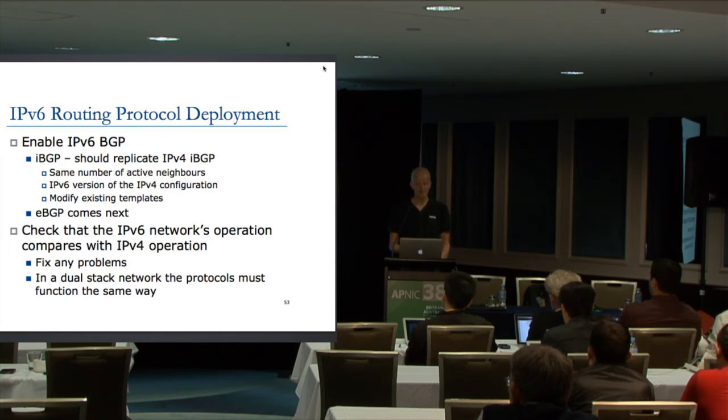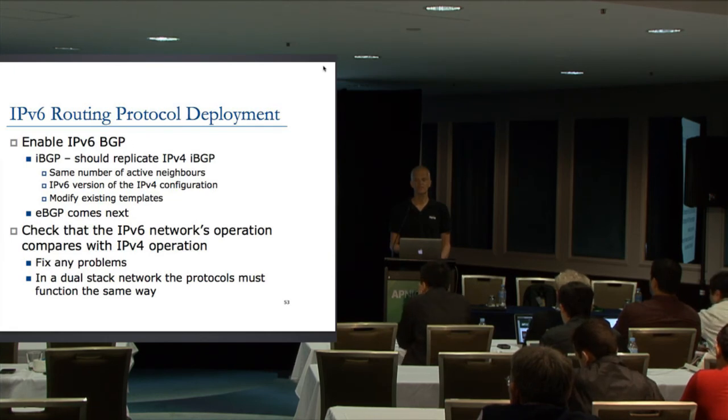And then check that the v6 network's operation compares with the v4. Do a traceroute from side to side, top to bottom. Does it follow the same path? If not, something is wrong. So do all that checking and testing. Right? It's your own internal infrastructure. Make sure you can access routers over v6 and all this type of thing.